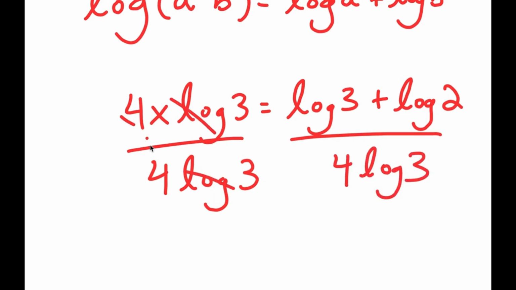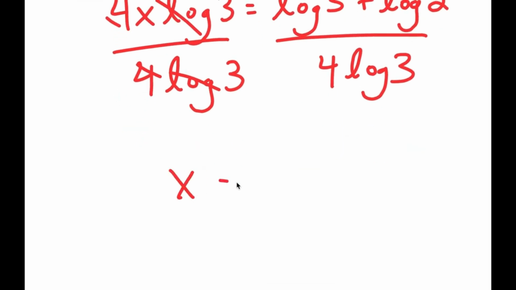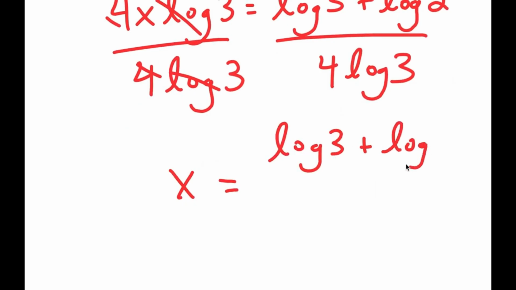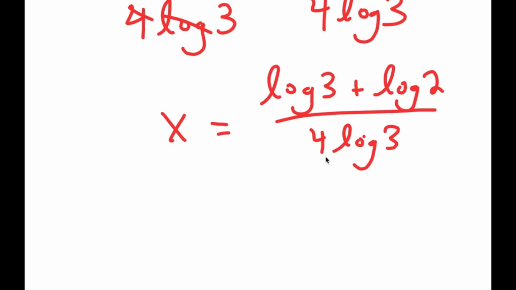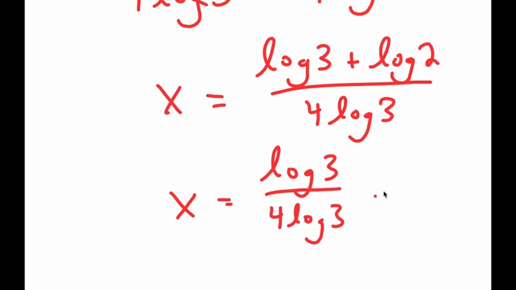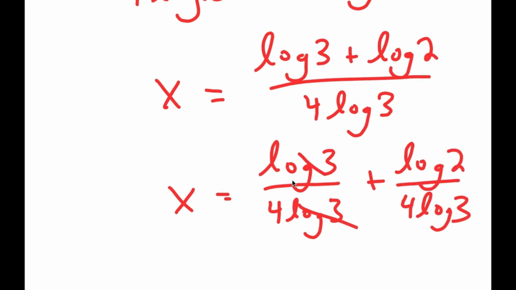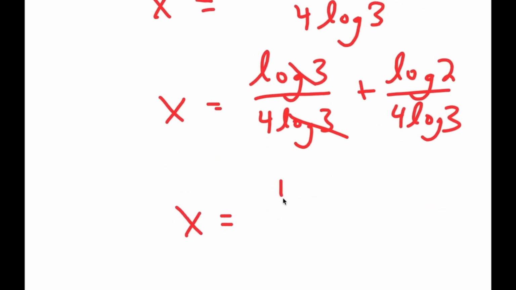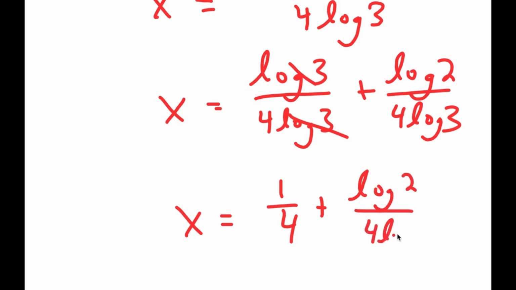So then these two cancel out, and I get x is equal to (log 3 plus log 2) over (4 log 3). And although this is the right answer, we can simplify this even more by rewriting this as log 3 over 4 log 3 plus log 2 over 4 log 3. So then these two cancel out, and I get x is equal to 1 over 4 plus log 2 over 4 log 3.